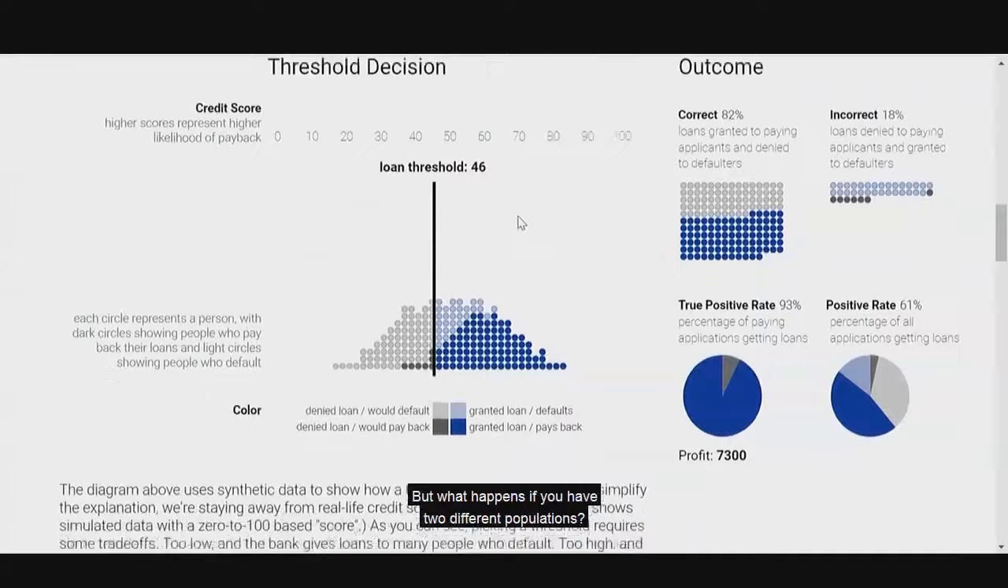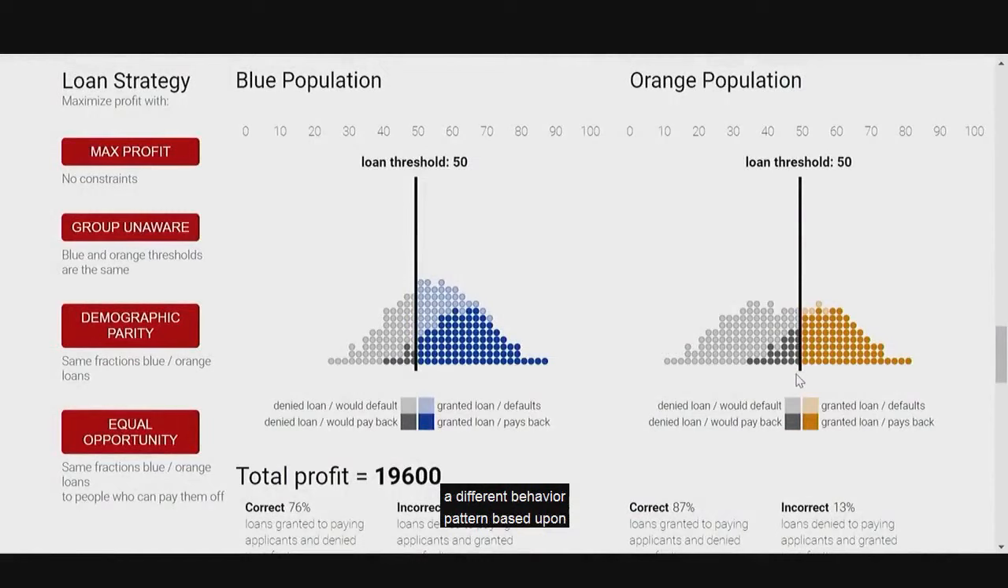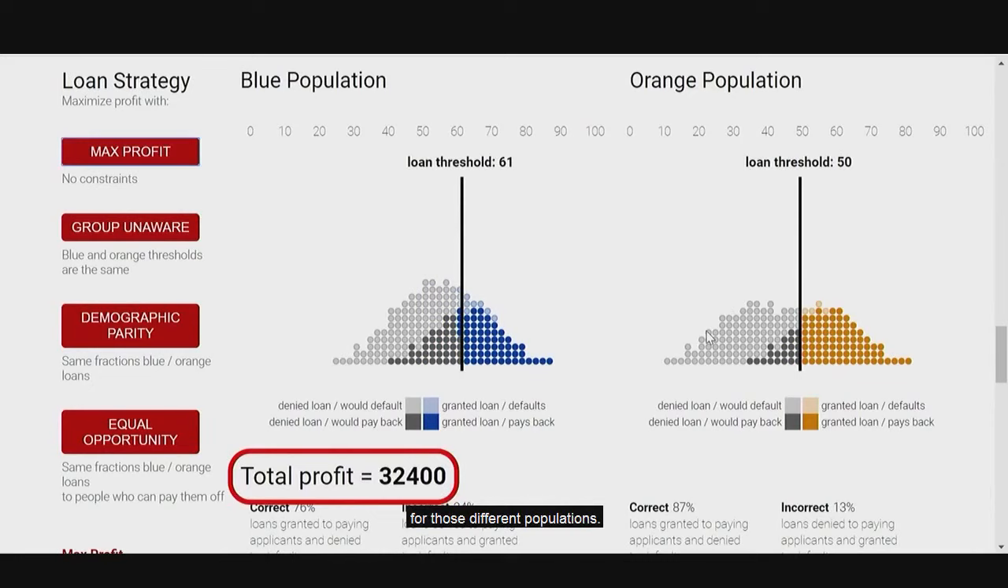But what happens if you have two different populations? One population might have a different behavior pattern based upon their credit scores than the other. So, for instance, if we just want to maximize the profit, we end up with two different thresholds for those different populations. Now, suppose this population represents race or gender. You're only going to give 50% of this population a loan when you're giving 61% of that population a loan. So there are all sorts of different strategies that you can look at. This is the way to maximize profit, and sometimes banks might only think about that.